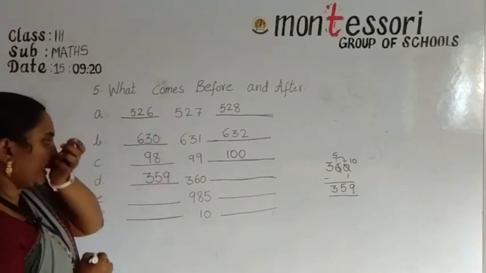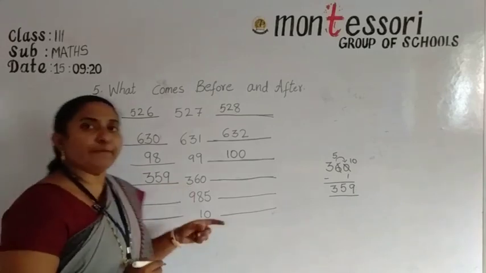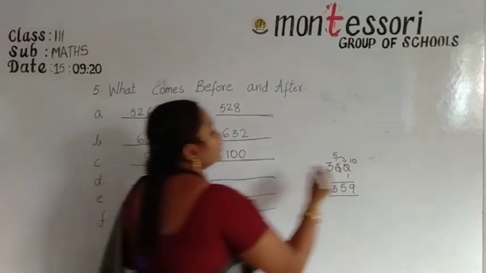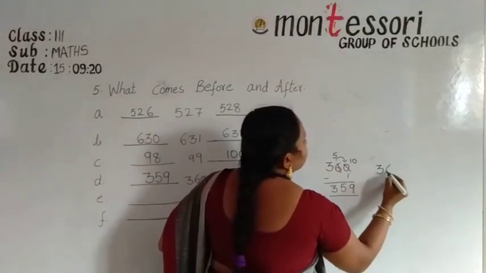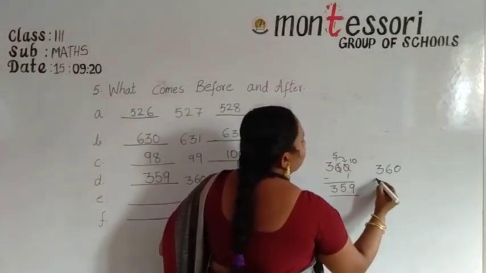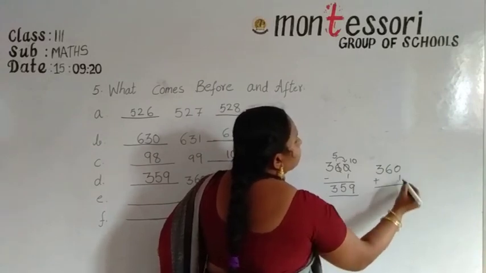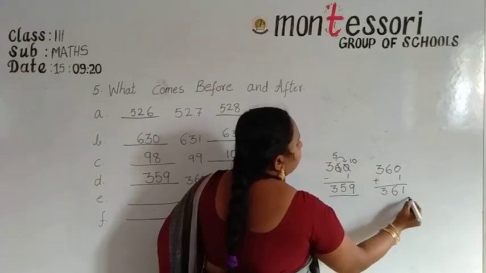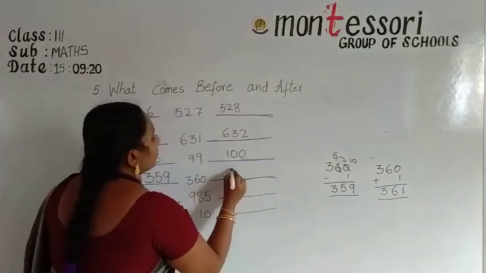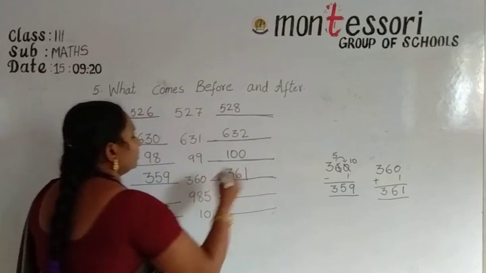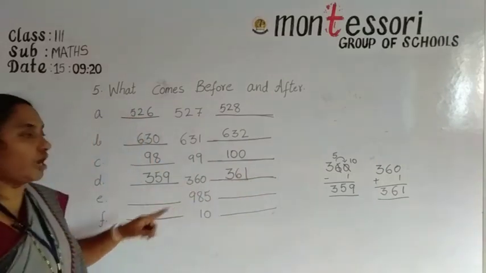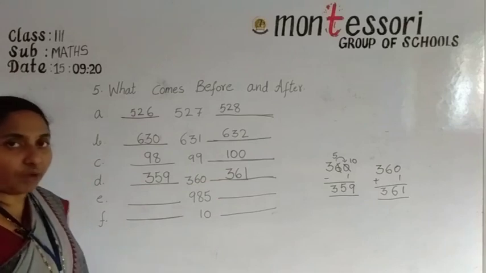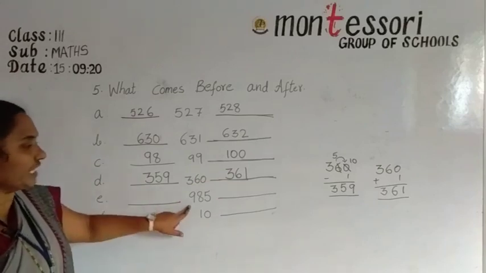Next one. Now we can find the number that comes after 360. Just comes after the number, we do plus 1. 0 plus 1, 1, 6, 3. Now we can write here 361. The number that comes after 360 is 361. Understood?